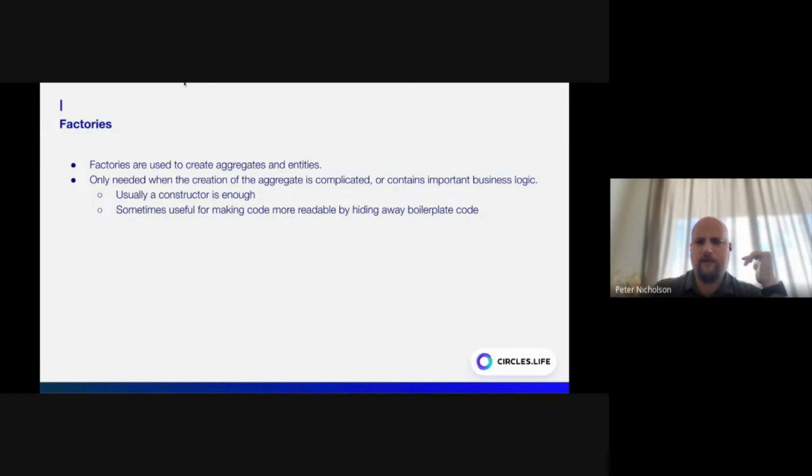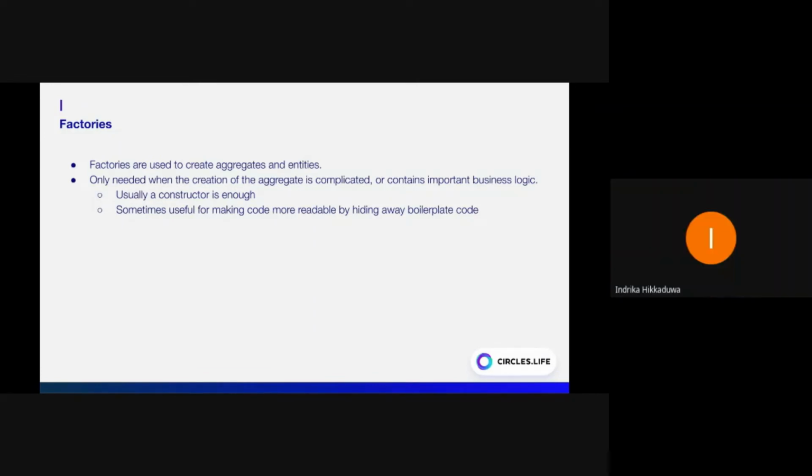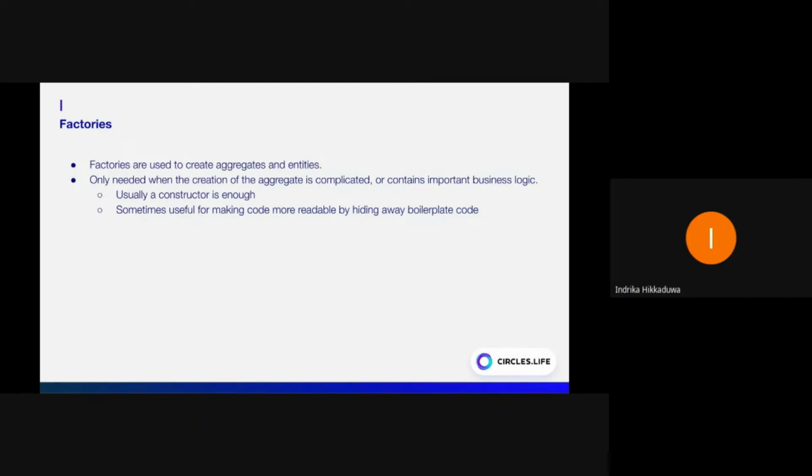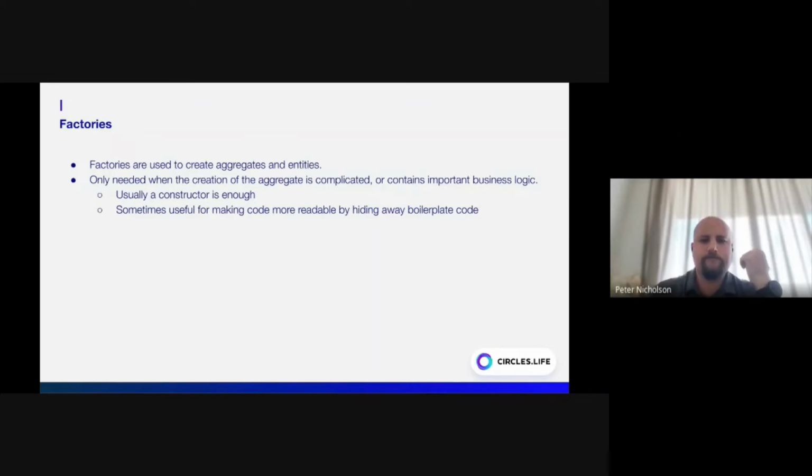Hearing some... yes, Nika? Yeah, one question and one comment. From the previous slide, you mentioned aggregates. If you can go back to the previous slide, sorry. Yeah, no problem.